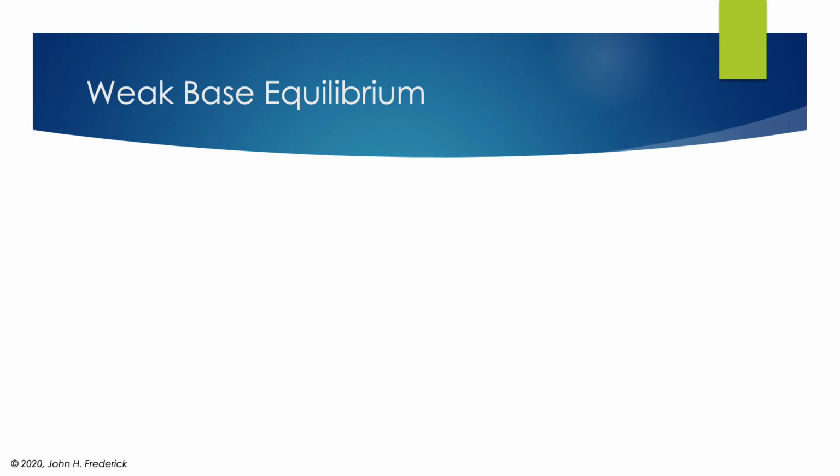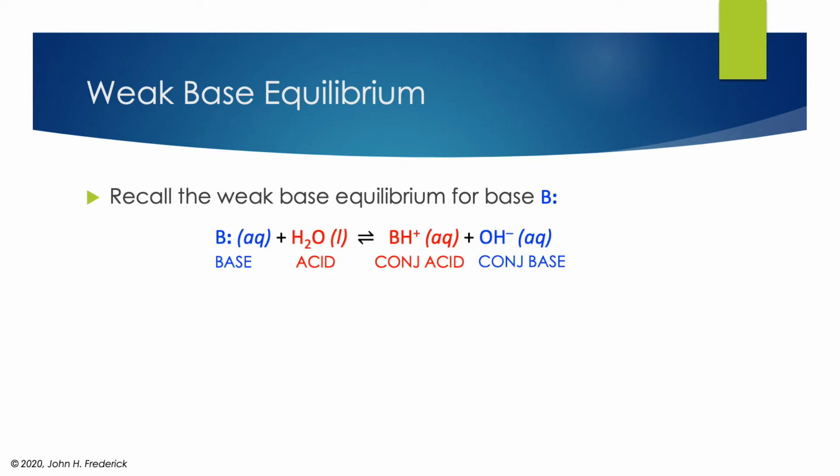So first, let's review what a weak base equilibrium looks like. This is something we went over in an earlier video, and it basically involves a base reacting with water, which serves the purpose of an acid, to get a protonated base, which is the conjugate acid to the base, and hydroxide ion, which is the conjugate base to water. Now I've labeled all of these items here just so we can help keep them straight.